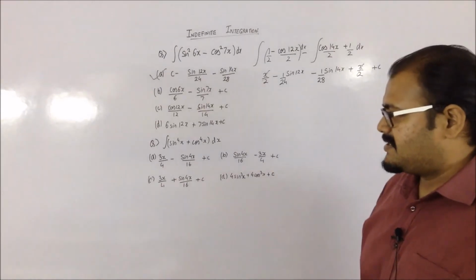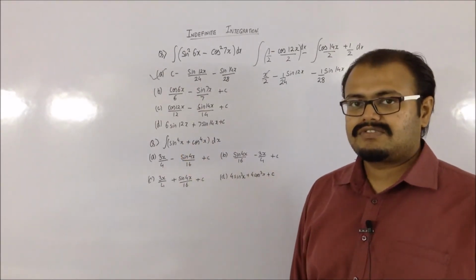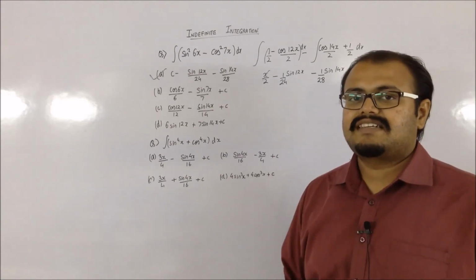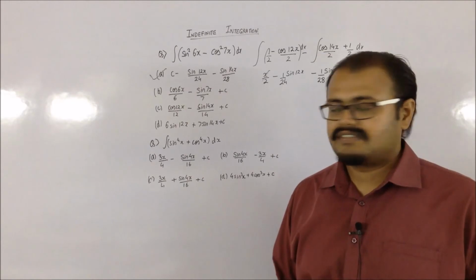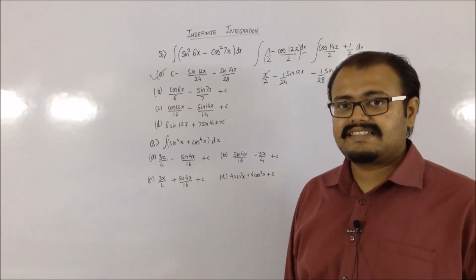Next, going to this particular problem, I am having sine raised to 4 plus cos raised to 4. So again you have to bring the sine raised to 4 term into a single degree sine or cos. Same way, cos raised to 4 should be brought into a single degree sine or cos.